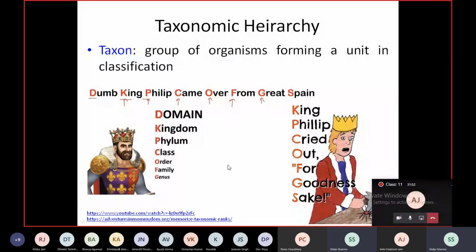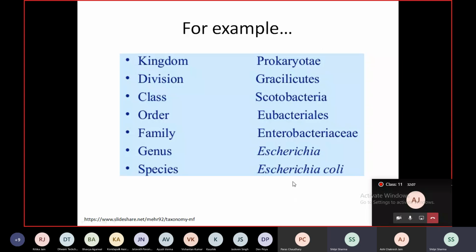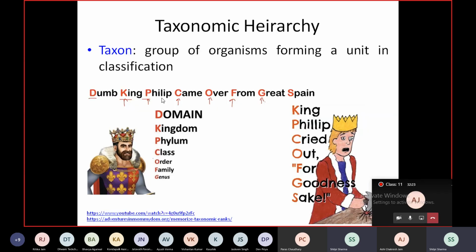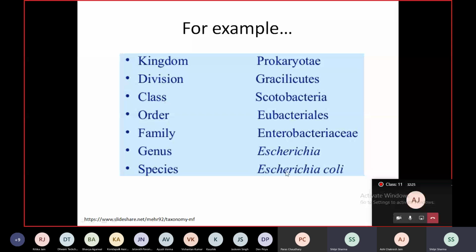And here are some mnemonics that I have presented. So, Dumb King Philip Came Over From Great Spain: domain, kingdom, phylum, class, order, family, genus, and finally species. So just to show you an example, in Escherichia coli, Escherichia is the genus name, while coli is the species name. And you will see the hierarchy starting from kingdom. Division is actually phyla from the mnemonics that we just saw. So this is how a classification hierarchy looks.